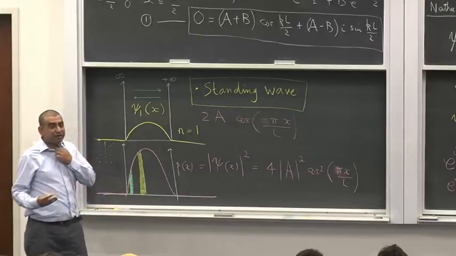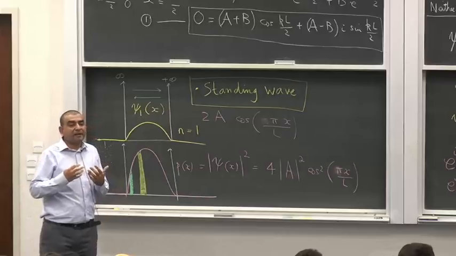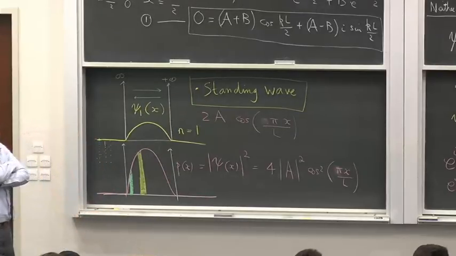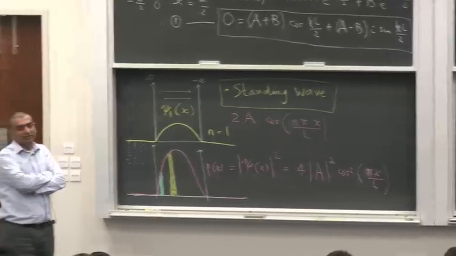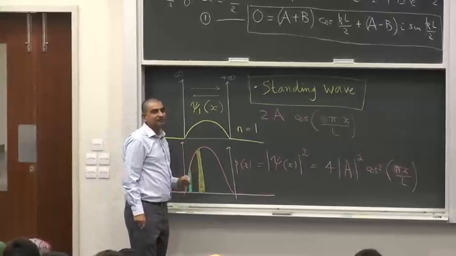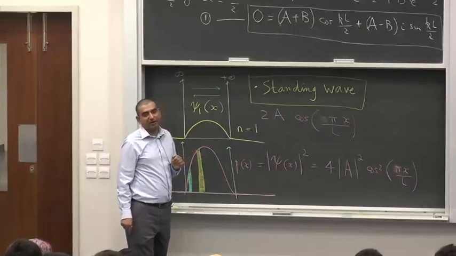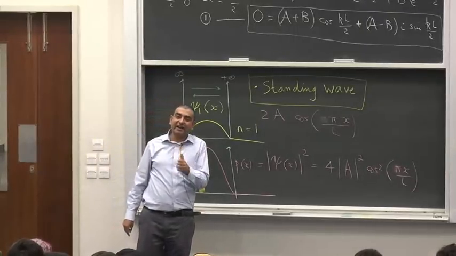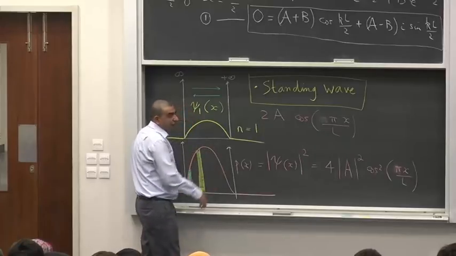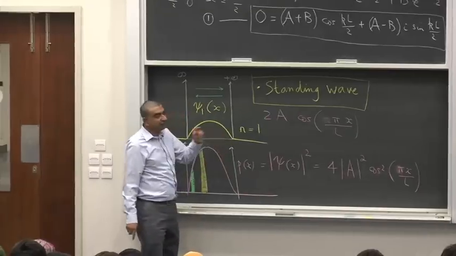Now if I ask you the question without recourse to the mathematical formula, what's the average position of the particle? What would you answer? It's going to be the center of the well. That's the average location of the particle. But there's a higher likelihood that this particle is found towards the center than towards the edges. Now let's look at the n equals 2 state.